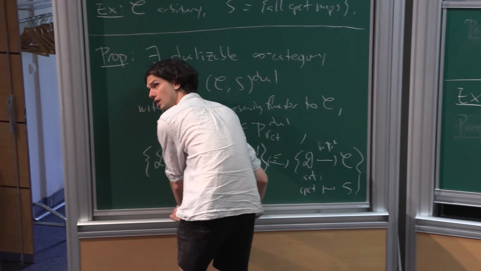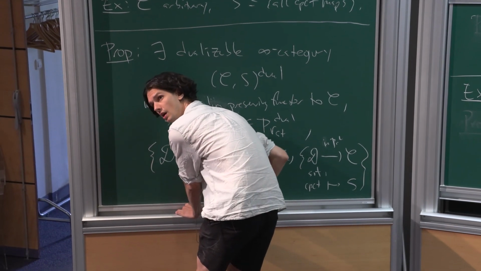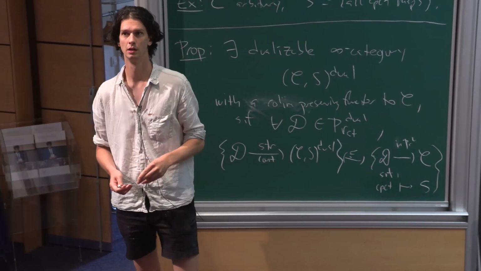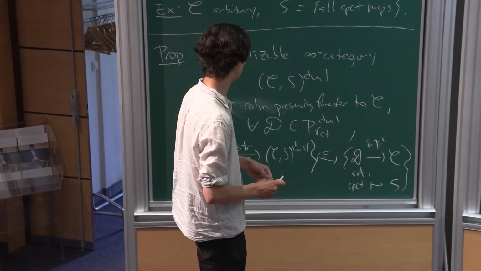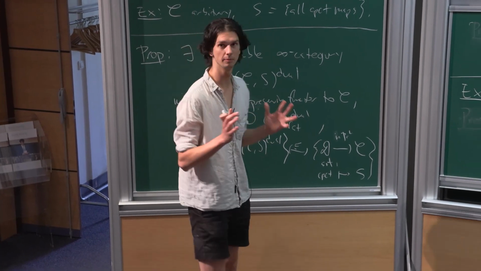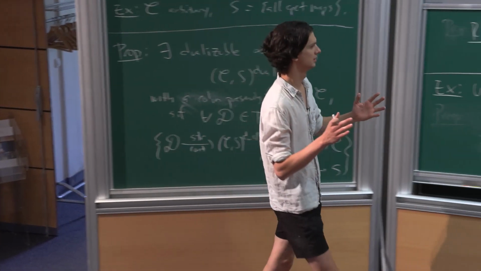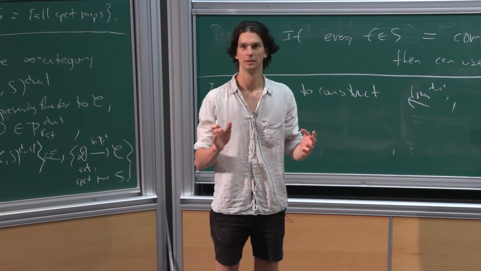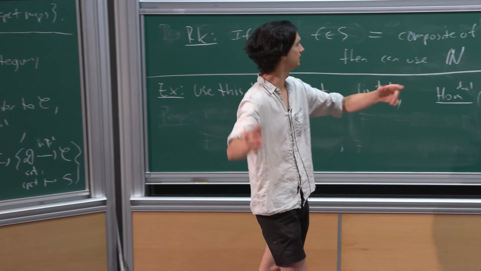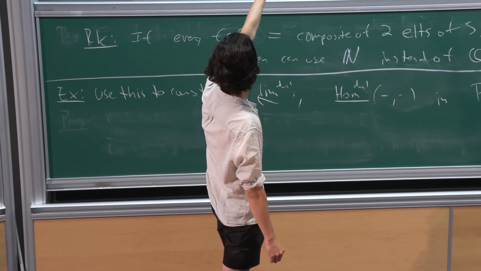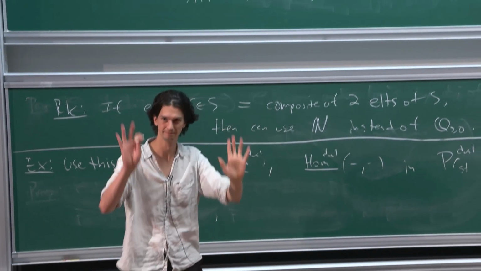Is it true that the maps in S are actually compact in C, S dual? Well, it's not a well-defined question at the moment, because an arbitrary map in C doesn't necessarily. Yeah.